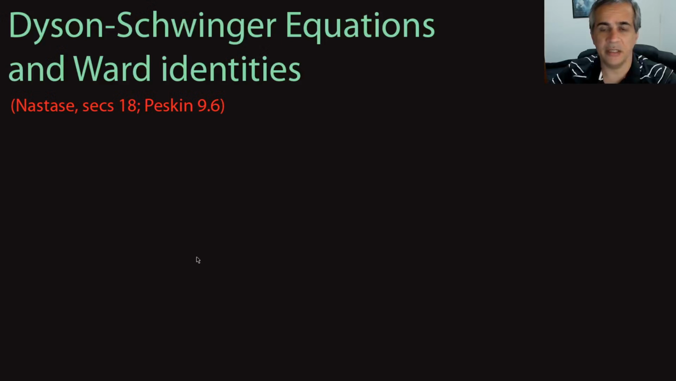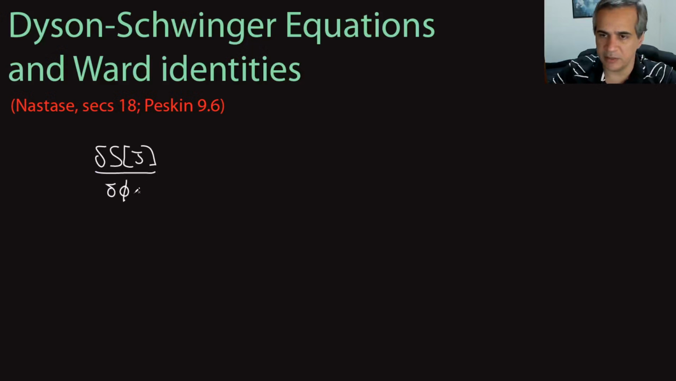The idea here is to try to find an equivalent to this classical equation, which is our familiar result coming from the extremal action. We know that in the presence of sources, this is valid. And we want to find some quantum equivalent of that.